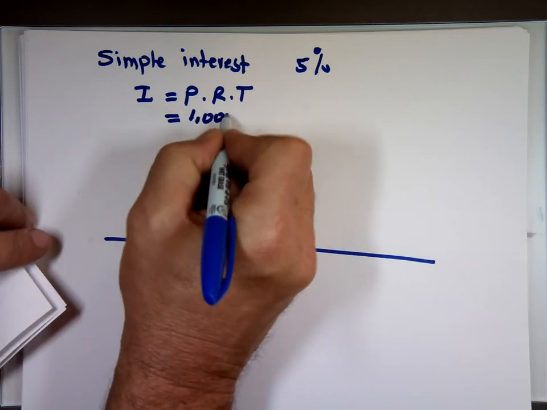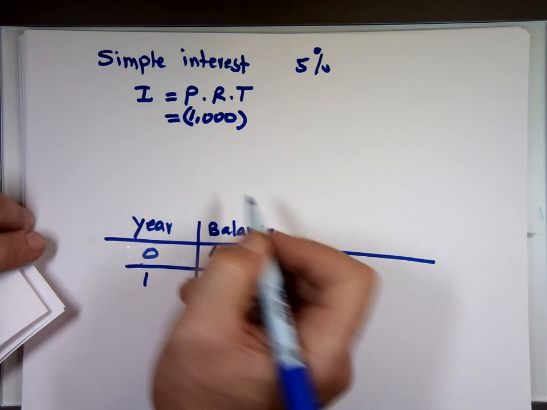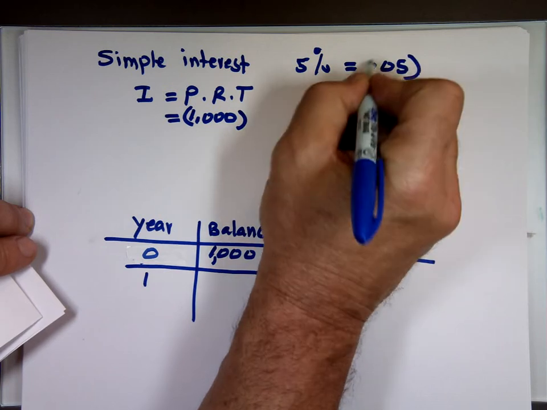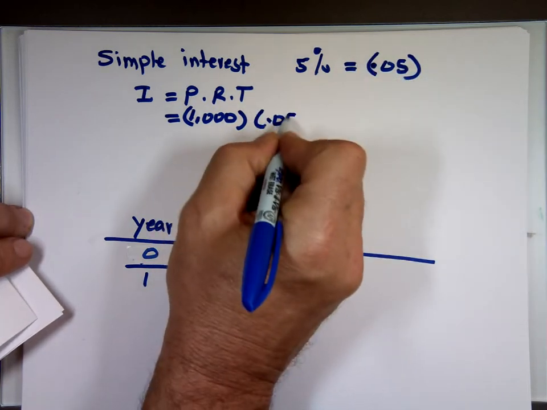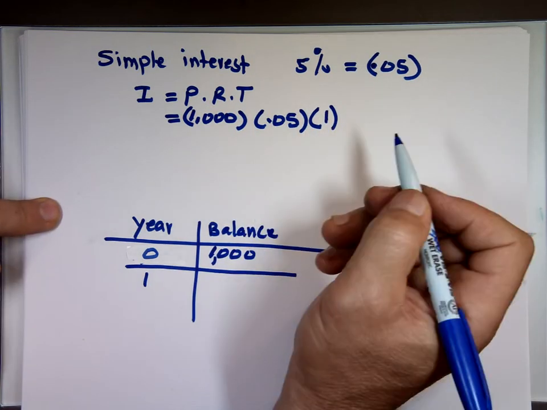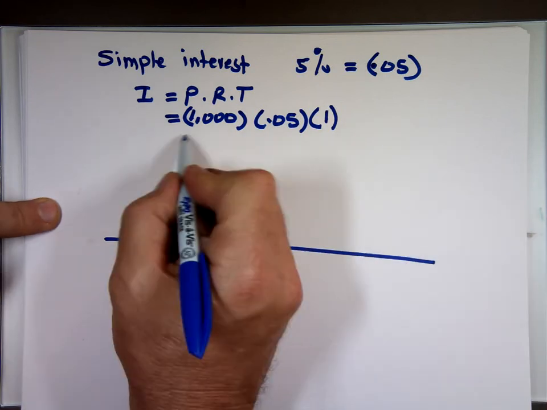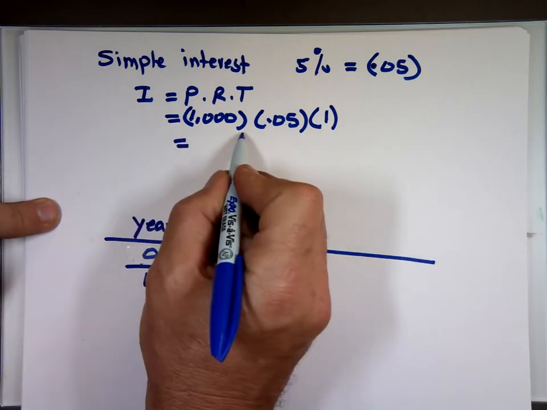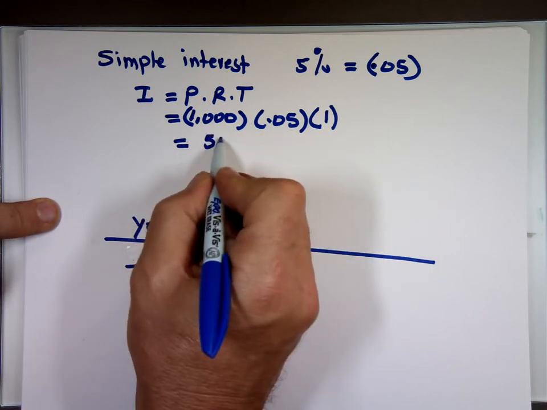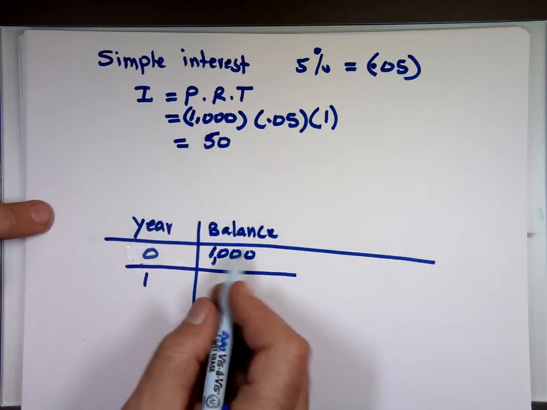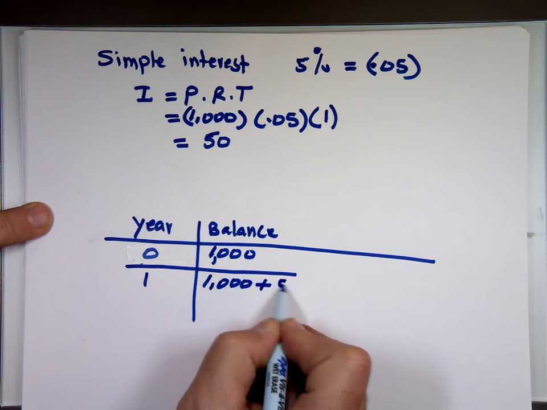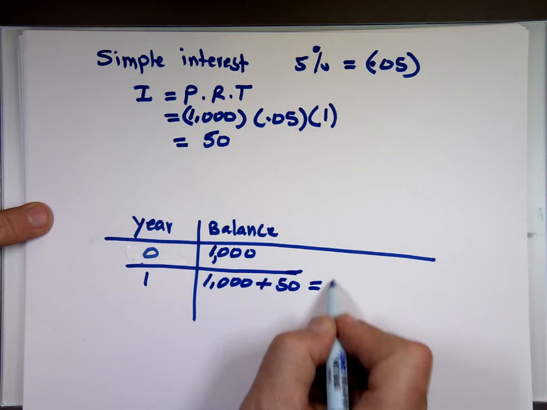1,000. What is the interest rate? 5%, which as a decimal is 0.05. Times the time, which is 1 year. So the interest is going to be what? That's just the interest. You multiply these two numbers, that's 50. So what do you owe Uncle Joe at the end of 1 year? The $1,000 plus the $50 of interest. So you owe him $1,050.